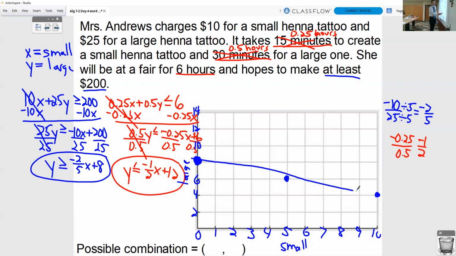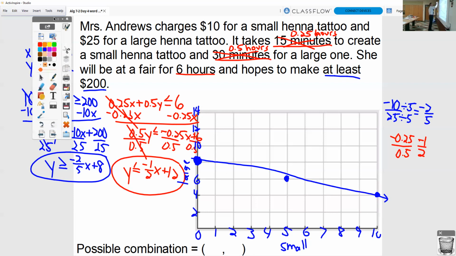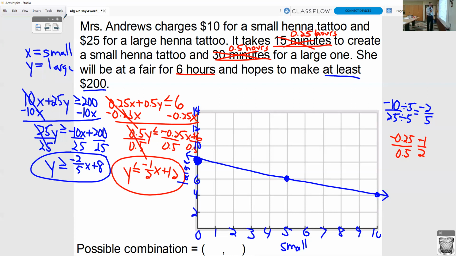I have a solid line because of the or equal to, and I missed there, so I'm just going to redo it really quick. I have a solid line. You should put arrows on the ends, and you should also label your line always. And now it is greater than, so I'm shading up above.